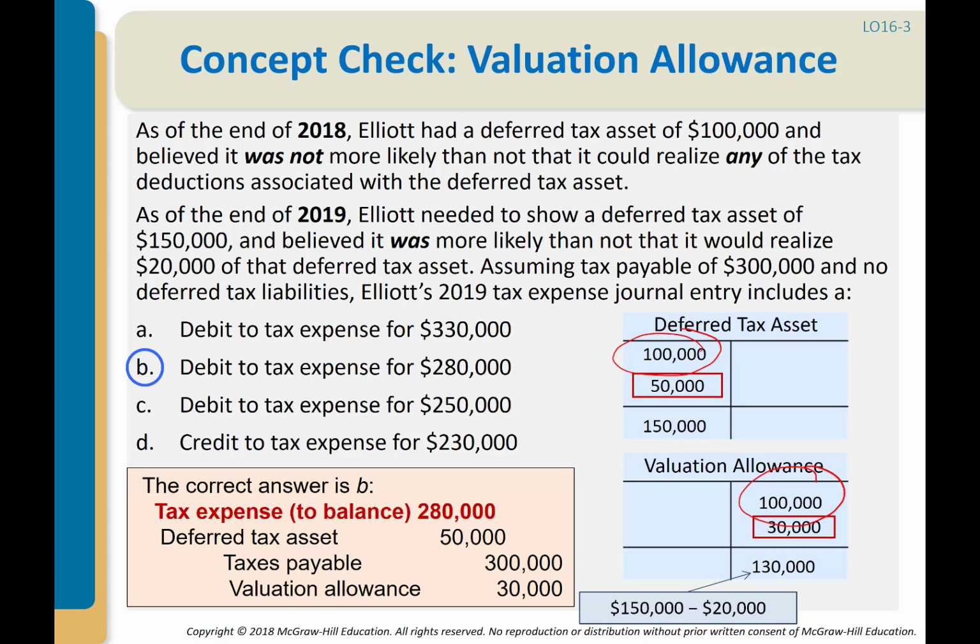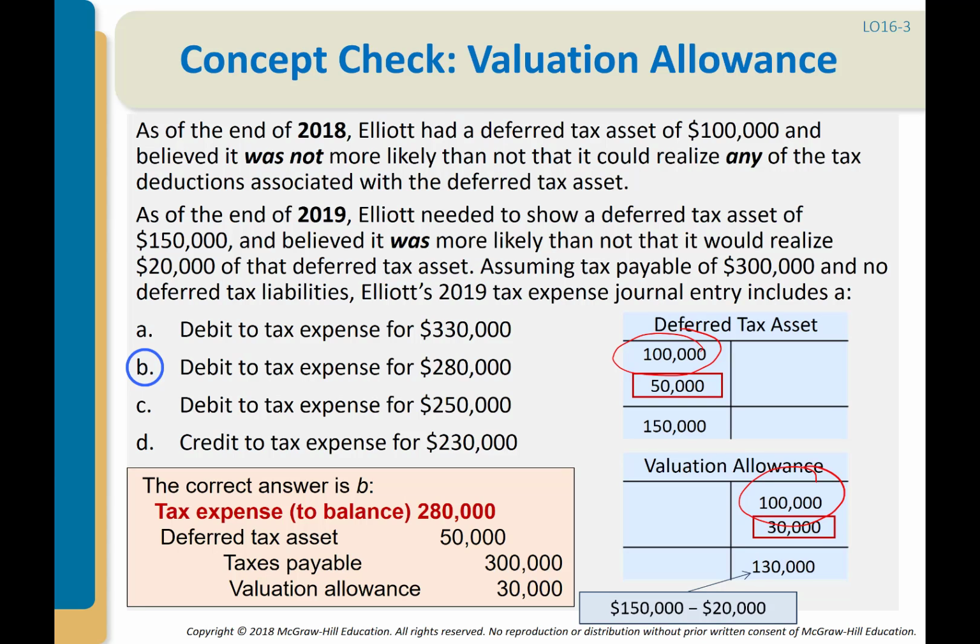130, because they told us that we had a deferred tax asset of, well, they told us it was more likely than not, assuming tax payable 30. They tell us that deferred tax asset was more likely than not, it would realize 20,000 of the deferred tax assets. So we need the valuation allowance to have this be a net of 20, right? Because they tell us it was more likely than not that it would realize 20,000 of the deferred tax assets.